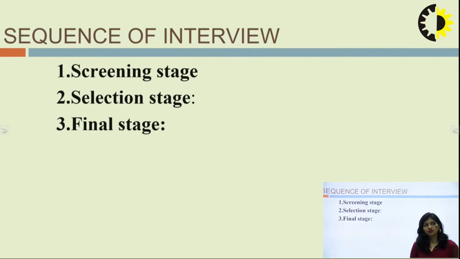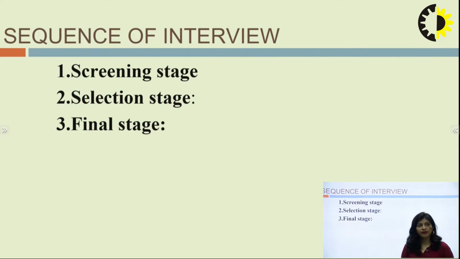If we talk about a job interview, this is the sequence which is usually followed. The first one is called the screening stage, the second is the selection stage, and the third one is the final stage. These are three stages which are generally covered in almost all organizations. The first one is called the screening stage. The screening stage is also called the preliminary stage because at this stage, the main motive of the employer is to screen out the unqualified and undeserving candidates.